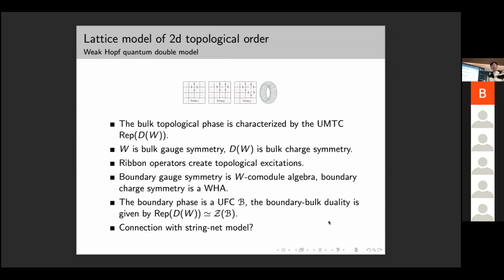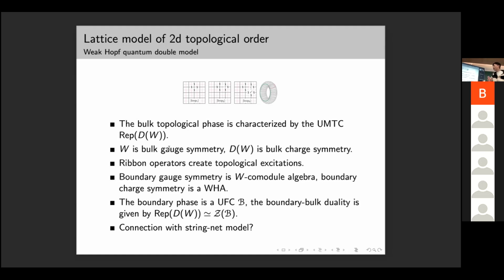So what are the excitations of this model? We can show that we can construct the corresponding ribbon operators to show that the topological excitations of this model are just given by the representation category of the quantum double. This is a neutral modular tensor category if we take W as an irreducible, indecomposable algebra. And here we are trying to introduce two crucial notions.